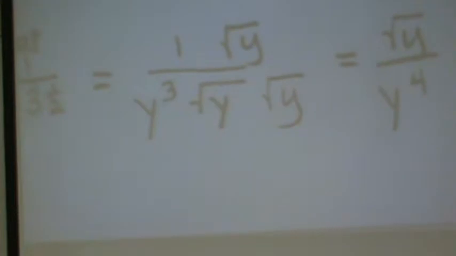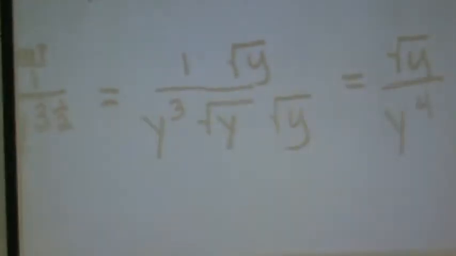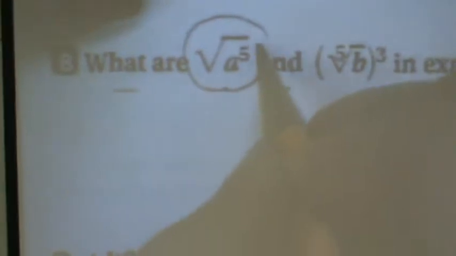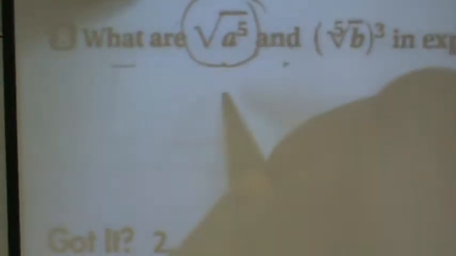Your best answer. Questions? What are you going to expect? Well, if it just asks you to write it in radical form, then I would just leave it like this. If it says simplify, then you have to get rid of the radical. Okay. Let's try the next one. B. How do you write this in exponential form?